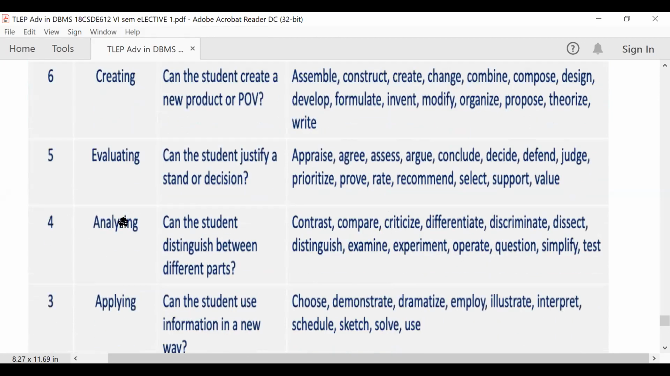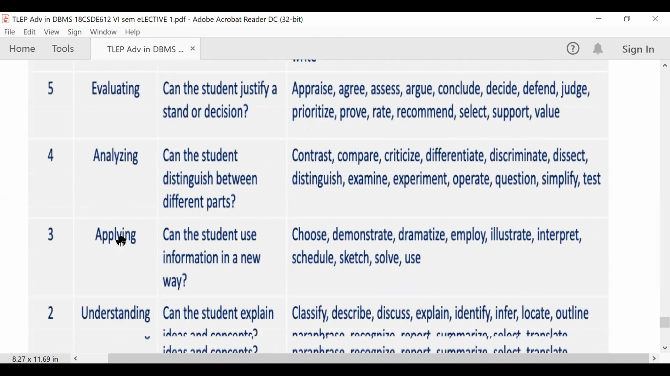The same way, if a question is raised in level 4, the analyzing level, a student distinguishes between different parts. We will ask questions like differentiate, what is the difference between DBMS and RDBMS, discriminate OODBMS from ORDBMS. Or we can say examine the concepts related with distributed database management system. Or if you ask questions like distinguish the literal meaning behind NoSQL and SQL. Like that, we will ask the questions.